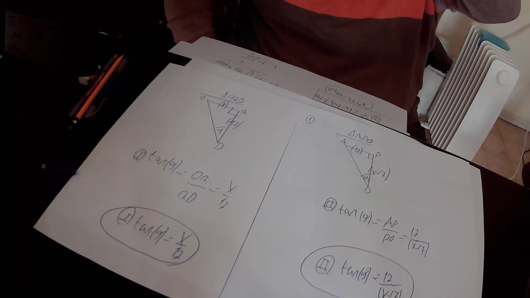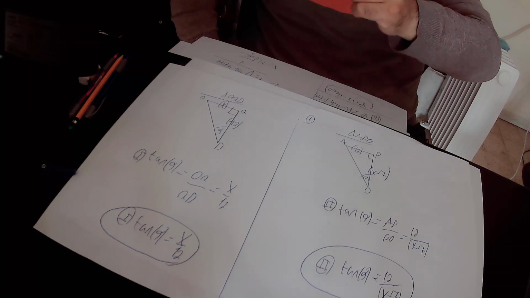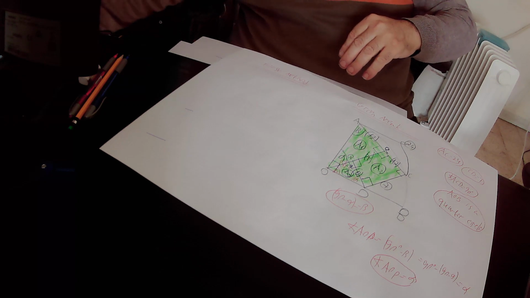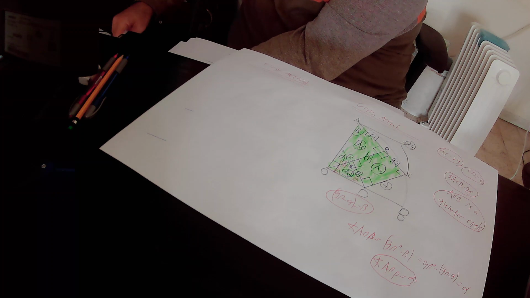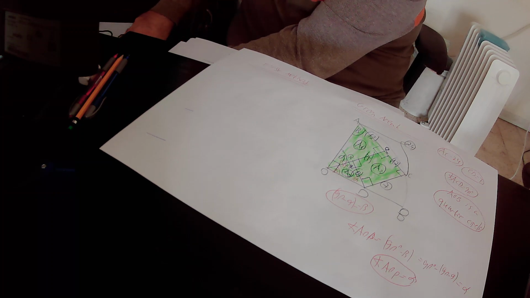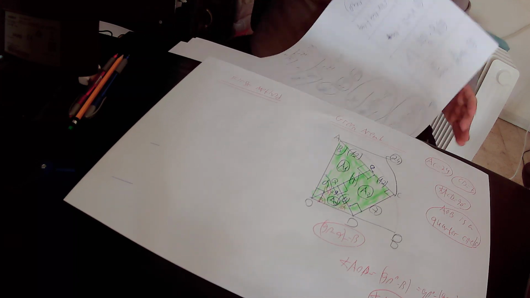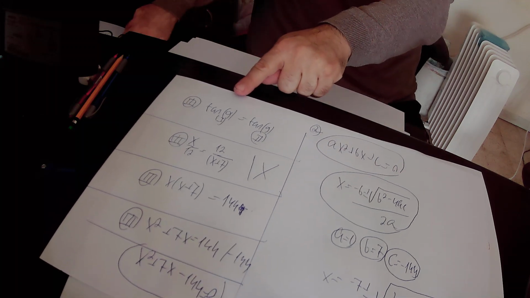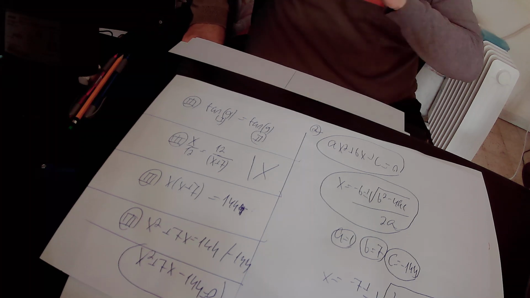that tangent alpha equals x over 12. So we have two different expressions for tangent alpha. Therefore, we can create equation number 3 that states that tangent alpha according to equation number 1 must be equal to tangent alpha according to equation number 2.